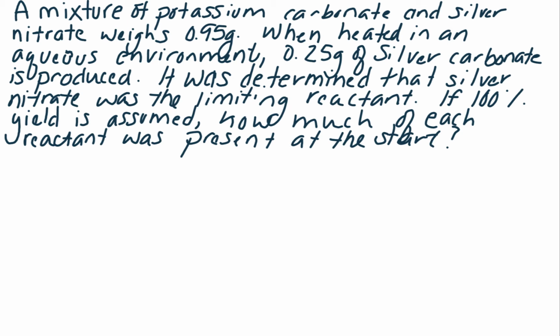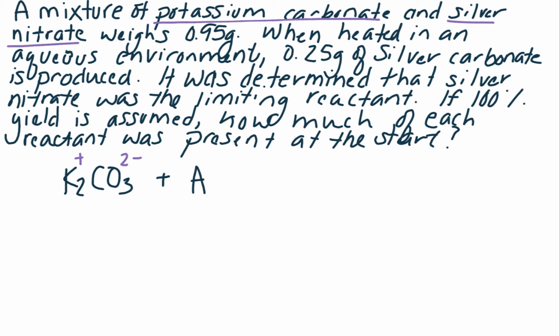If not already given, we need to write ourselves a balanced reaction equation. So, if we remember back to our nomenclature, potassium carbonate looks like this. Potassium has a +1 charge, carbonate has a 2- charge, so that means that we need 2 potassium ions to cancel out 1 carbonate ion. Potassium carbonate is mixed with silver nitrate.